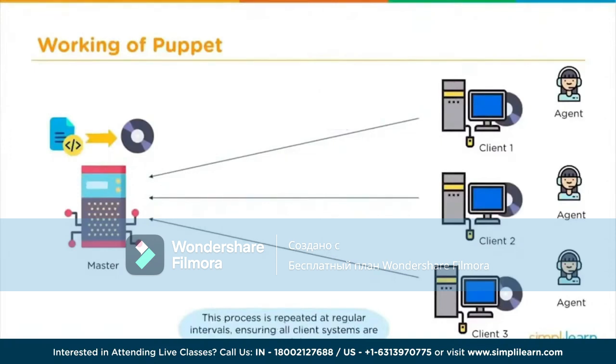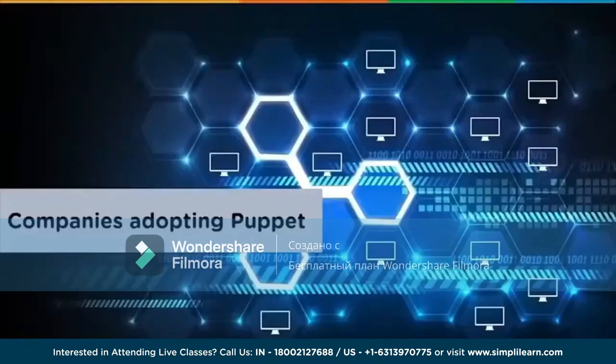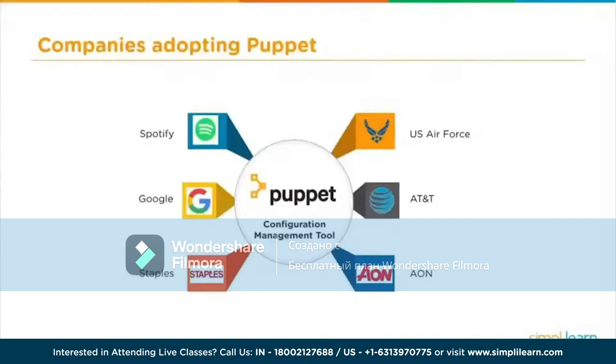This process is repeated at regular intervals, ensuring all client systems are up to date. So let's have a look at companies that are using Puppet today. There are a number of companies that have adopted Puppet as a way to manage their infrastructure. So companies that are using Puppet today include Spotify, Google, AT&T. So why are these companies choosing to use Puppet as their main configuration management tool?